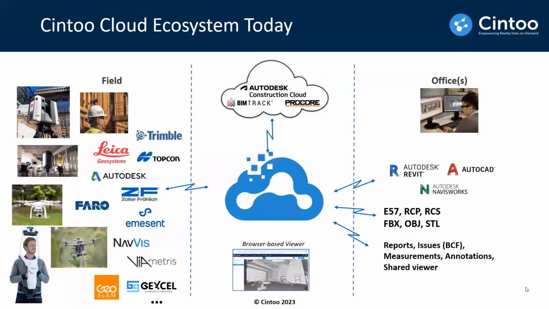You also have the ability inside of Cintoo Cloud to create reports, create issues, measurements, annotations, and it also comes with a shared viewer, which allows you to share a hyperlink to the project for other project members to view. We can also bring the data from a mesh back down to a point cloud or a mesh to use locally on your machine for your design practices. We also have a connection to Autodesk Construction Cloud to bring in model data and also push out issues. And we can also connect to BIMTrack and Procore to create issues as well.